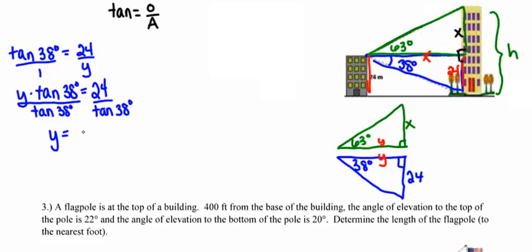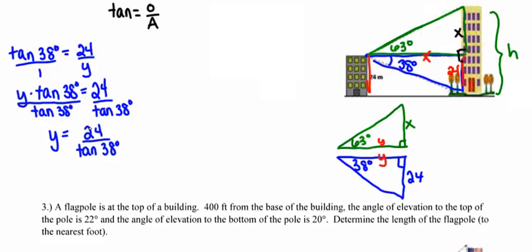So Y comes out equal to the fraction with 24 in the numerator and tangent of 38 degrees in the denominator. Y is not what I'm trying to find. It's not the height of the building, so it is not the final stage. I'm going to leave this as an exact value. I'm not going to get my calculator out and do any rounding.